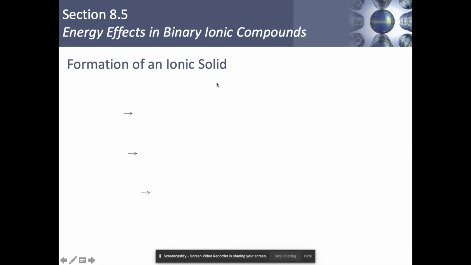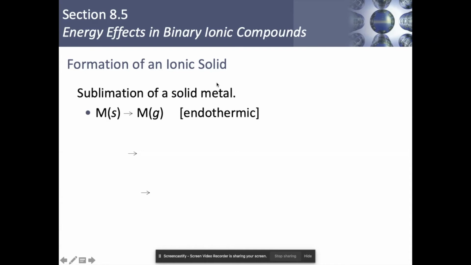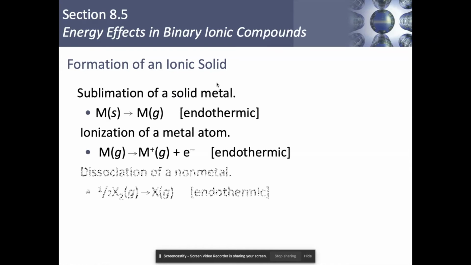So let's talk about the formation of ionic solids. So there are a lot of different processes and ways that we can calculate the lattice energy. And it doesn't matter which of these processes we use in order to get our gases to solid, because they're all interchangeable. And so that's great. So we've got a metal that's a solid, and we're turning that into a gas. That's an endothermic process.